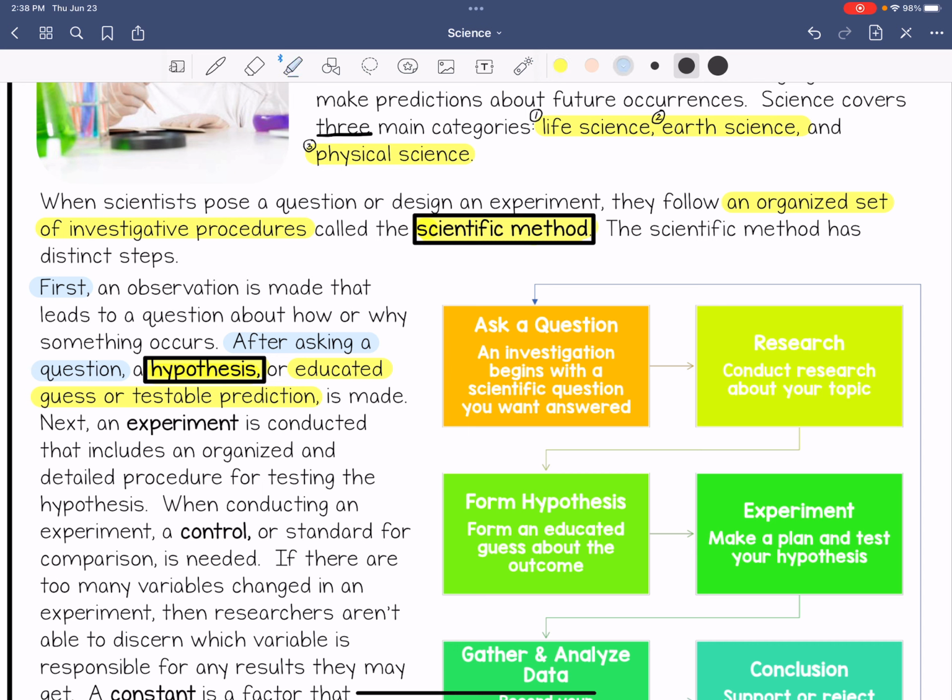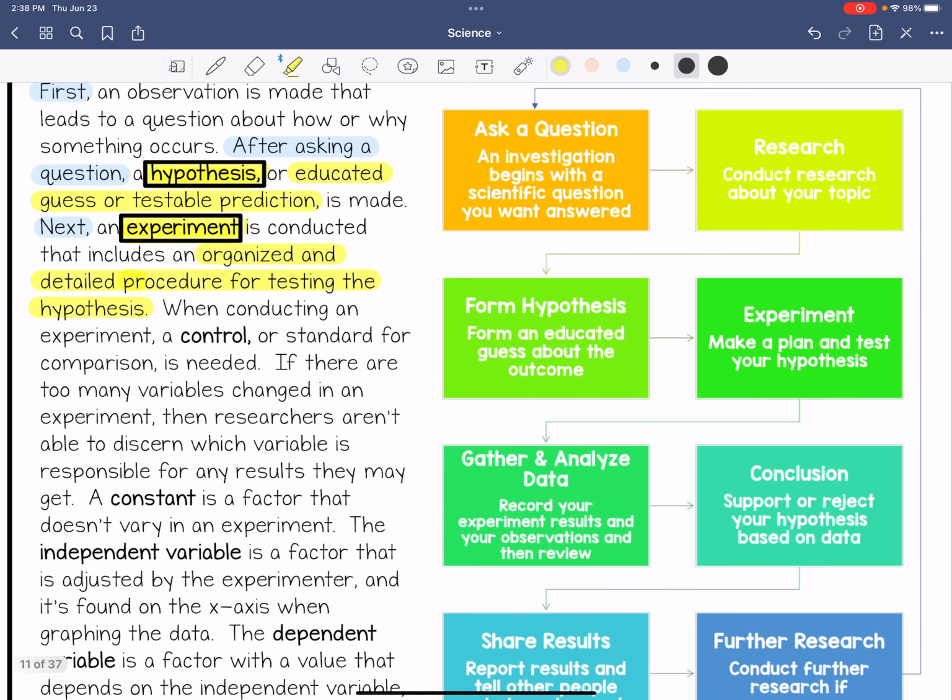Then I have another sequence word. I have next. And I have another vocabulary word, that is experiments. Now be careful with this one. It says an experiment is conducted that includes an organized and detailed procedure for testing the hypothesis. So an experiment is a procedure for testing the hypothesis. It is an organized and detailed procedure for testing the hypothesis.